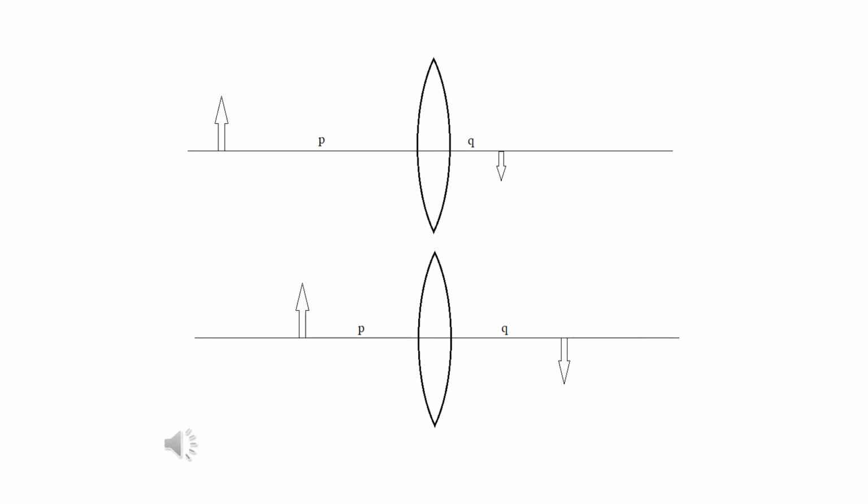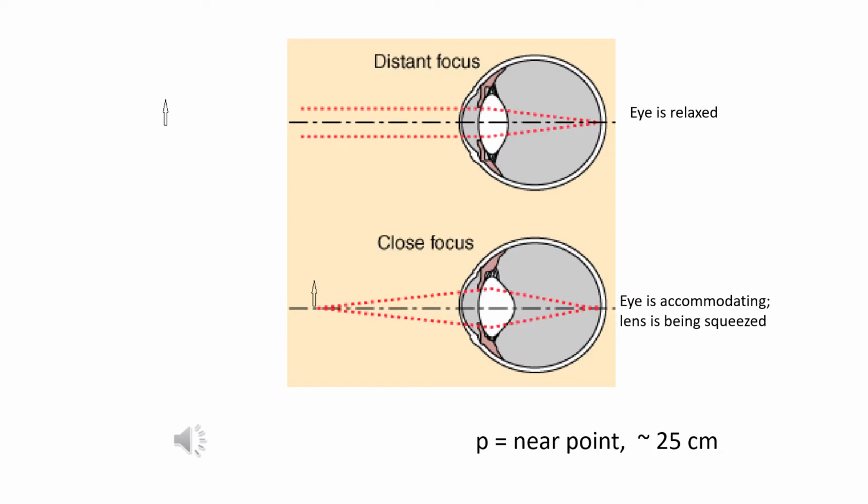So how does the human eye deal with this situation? As an object gets closer to the eye, the image is going to move farther away. How does the eye deal with that? Now with a camera, when the object gets closer and the image gets farther away, the lens is just moved out to make the image come back onto the film. But the human eye is quite different.